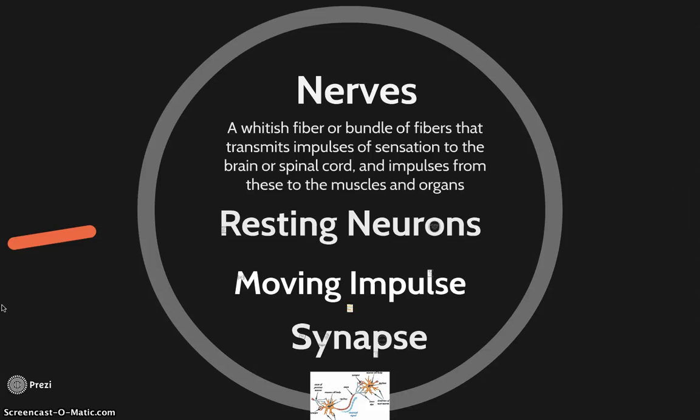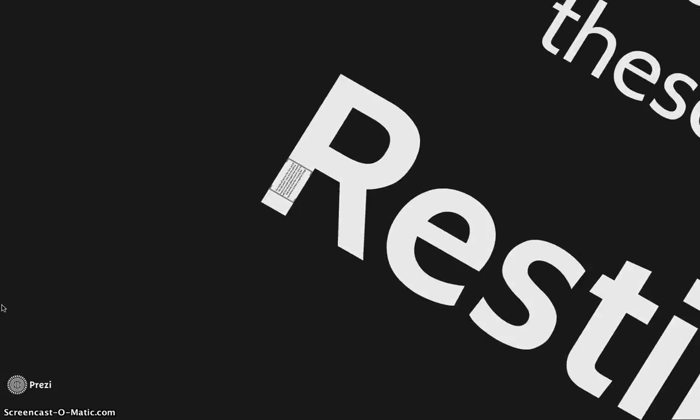Nerves are a whitish fiber or bundle of fibers that transmits impulses of sensation to the brain or spinal cord and impulses from these to the other muscles and organs. Part of the nerves are the resting neurons.